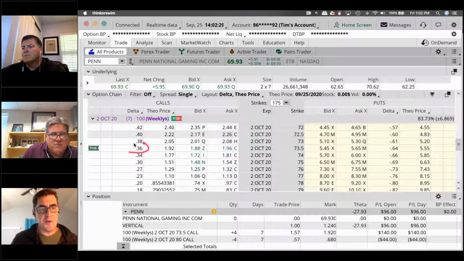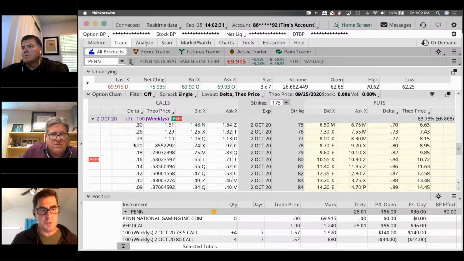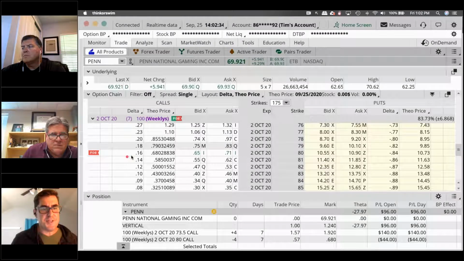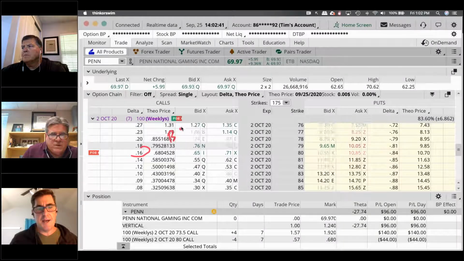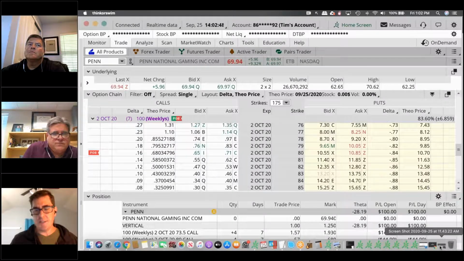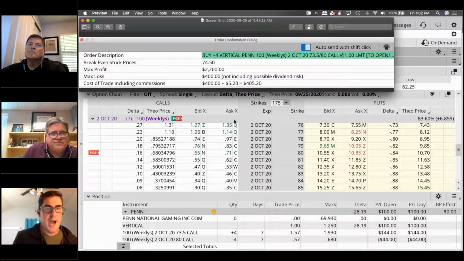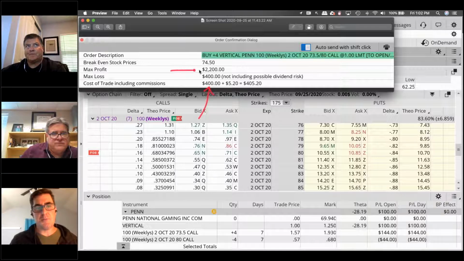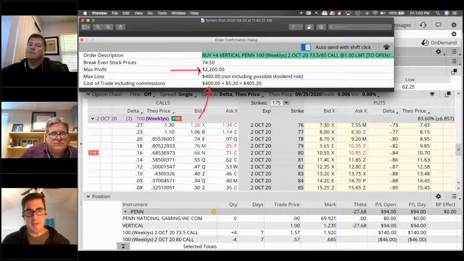I bought the Delta 30s, and then I sold the Delta, these were Delta 10s at the time. So this is a bull credit spread. I bought the 30s, and I'm selling the 20s. Danny, you can translate all this in a second. So what did I do? I risked $400 now to make a potential max profit of $2,200. That is what I would call fantastic risk reward.